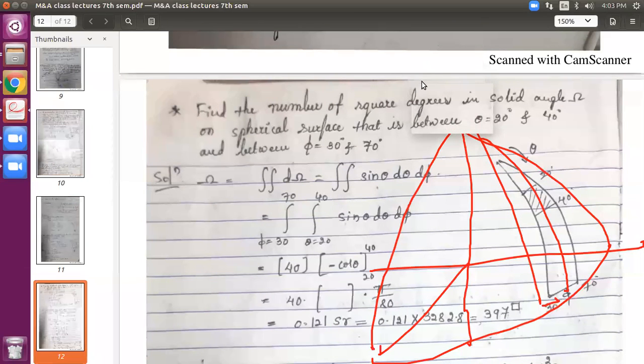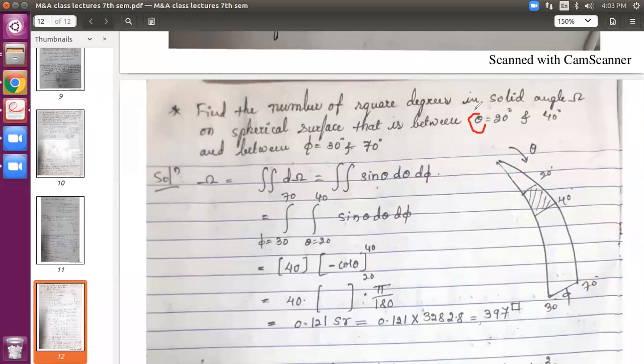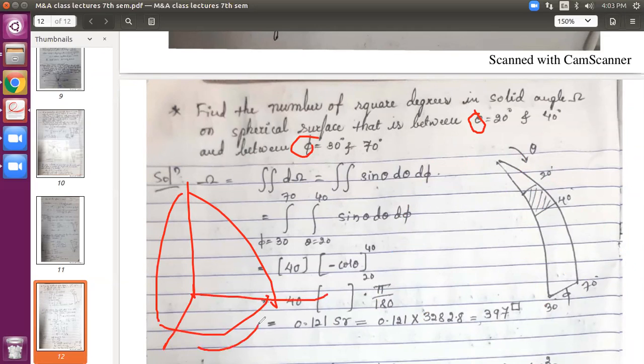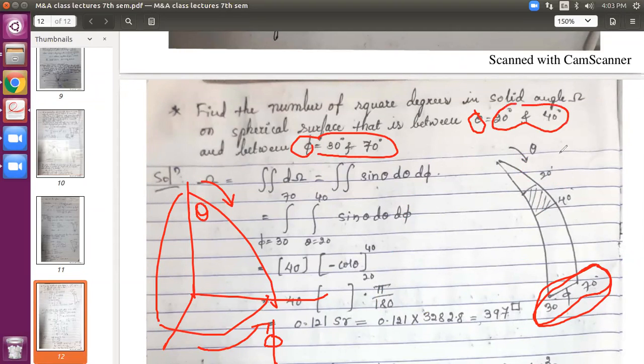In that there are 2 aspects. One is theta, the other one is phi. So in the spherical coordinate system, when you draw a sphere like this, cross sectional, this angle represents phi. That's why whatever phi range they have given, 30 and 70, I have mentioned it here below. And this angle represents theta, hence whatever theta value they have given, 20 and 40, I have mentioned it here.